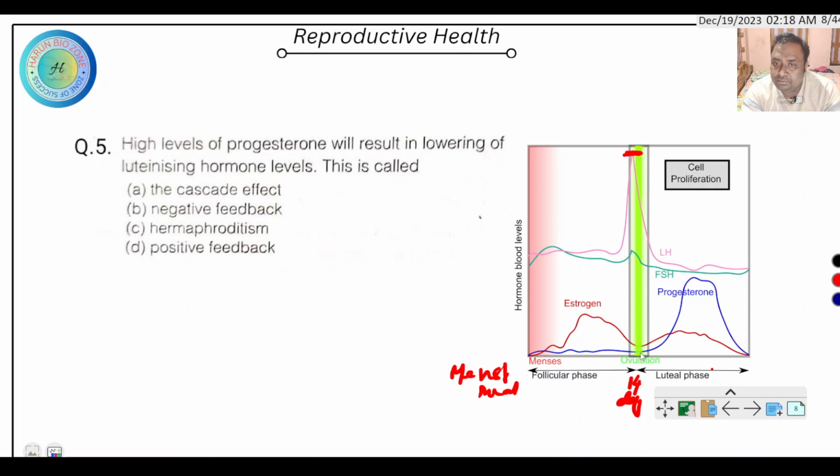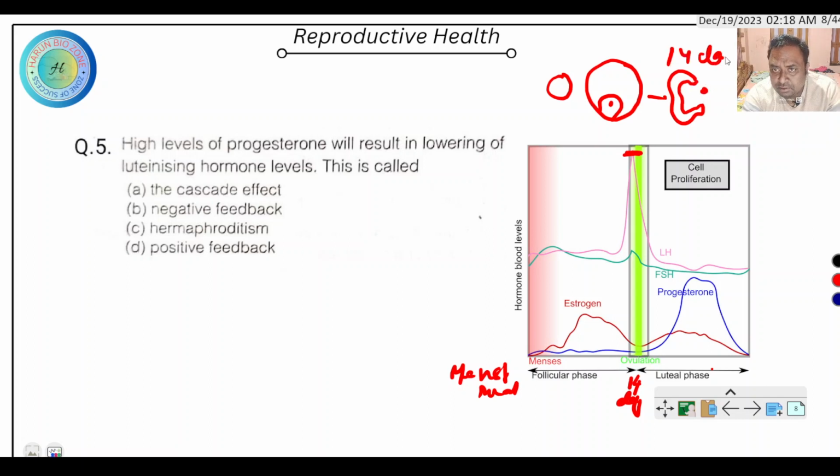When the LH level decreases, the progesterone level increases. The egg develops within the Graafian follicle, then the egg is released at 14 days. Then the corpus luteum is formed. The Graafian follicle produces estrogen.